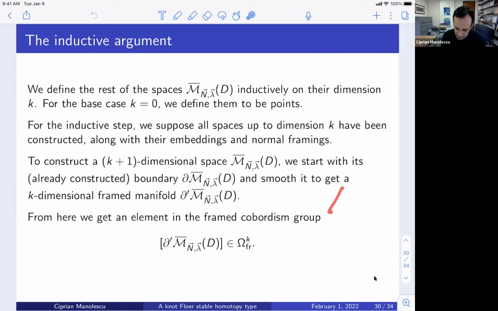So for that, first of all, the boundary is kind of a manifold with corners. So we're gonna smooth it and get something, I don't know, boundary prime, which is a k-dimensional framed manifold. So in other words, it's an element in the framed cobordism group. So we have this manifold and the framing and we want to fill it in. So ideally we want this to be zero in this group. If it's zero, then we can fill it in. Okay, but in principle it's non-zero because we don't know. So we're gonna try to change it and make it zero.